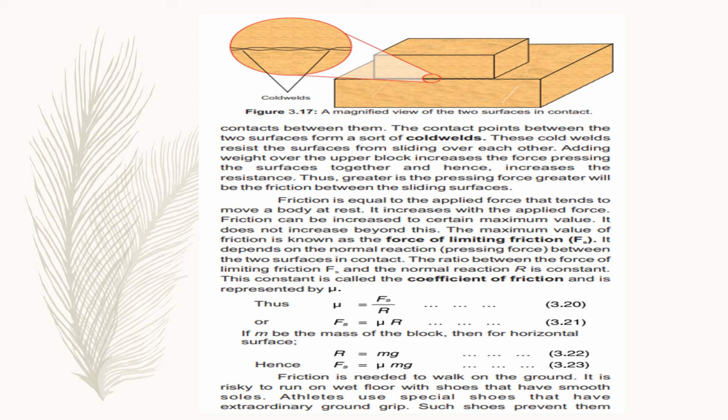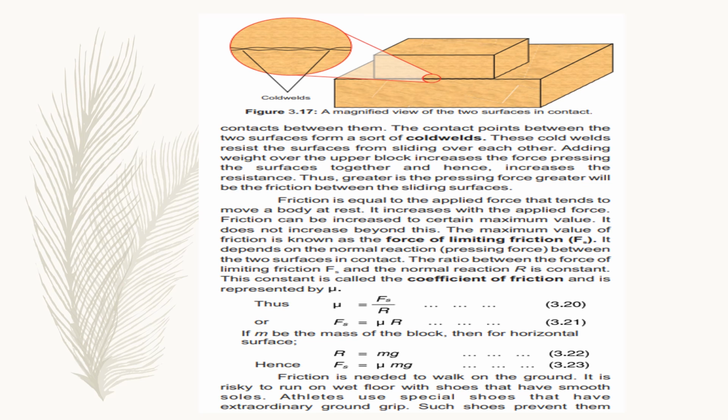The ratio between the force of limiting friction Fs and the normal reaction R is constant. This constant is called the coefficient of friction and it is represented by mu. This symbol name is mu. Mu is equal to Fs over R, because coefficient of friction is a ratio between force of friction and reaction force. And reaction force is actually the weight of the object. So Fs is equal to mu mg.